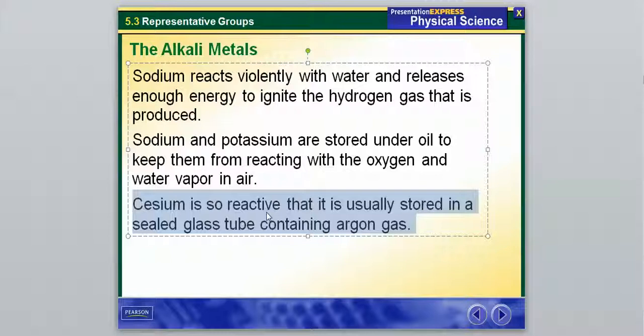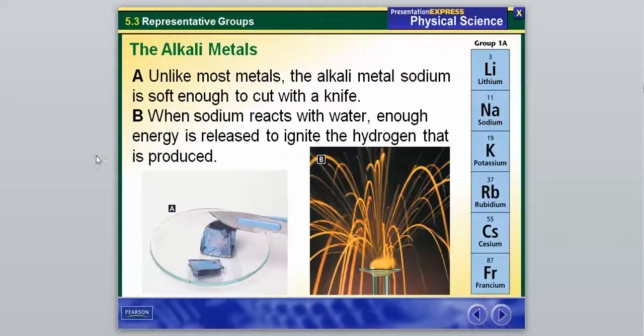That's why we're going to watch a video in class tomorrow. And we'll see a little picture here. It says, unlike most metals, the alkali metal sodium is soft enough to cut with a knife. And this is an example of what sodium looks like when it reacts with water. Enough energy is actually released to ignite the hydrogen that is produced. This is just a little tidbit of what you're going to see tomorrow.